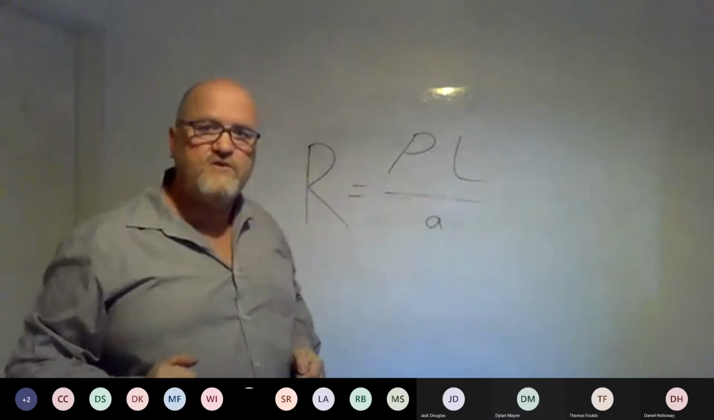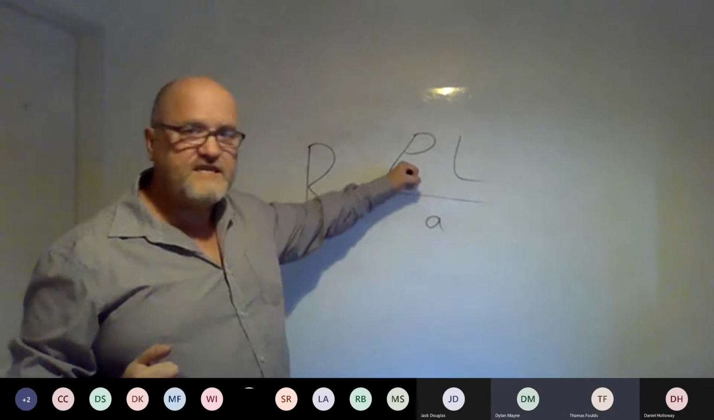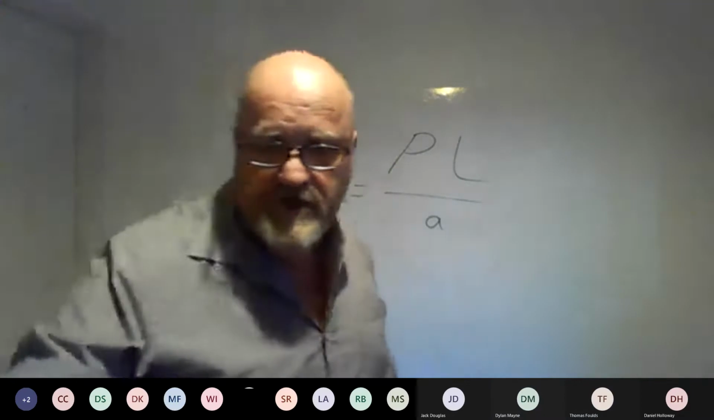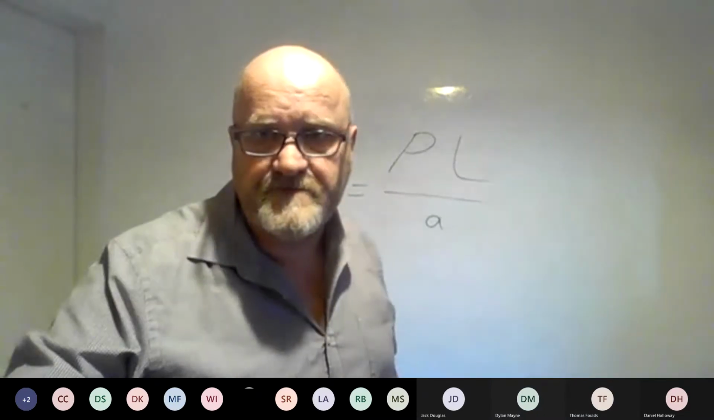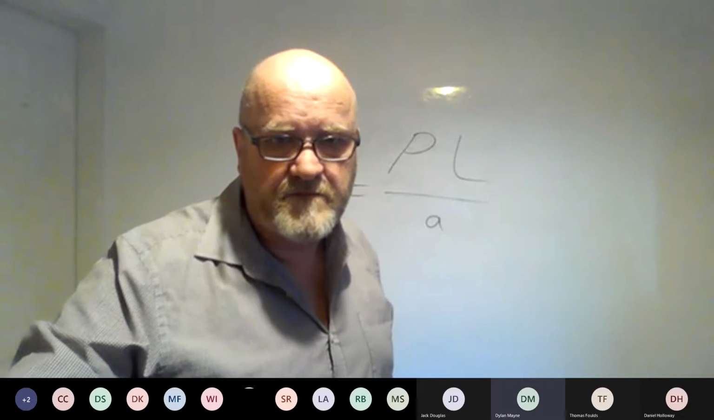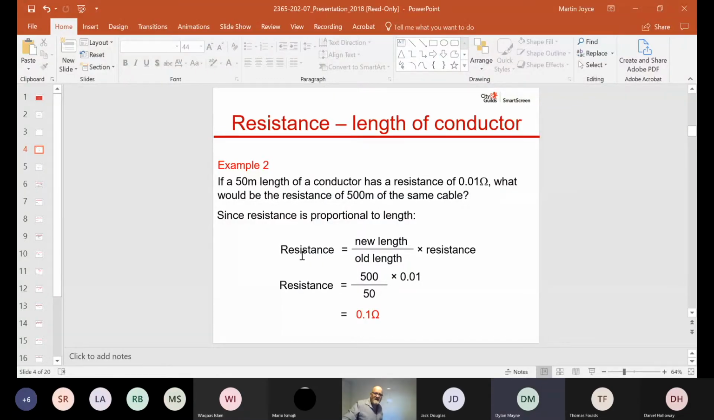But the problem we've got in your exam, what do we have to do? They can ask you about this formula. So I'm going to go back to the PowerPoint and go through a few questions. Is that okay, guys? Yeah. Where's the PowerPoint? If a 50 meter length of conductor has a resistance of 0.1 ohms, what would the resistance of 500 meters of the same cable be? Can you see that? Mm-hmm.